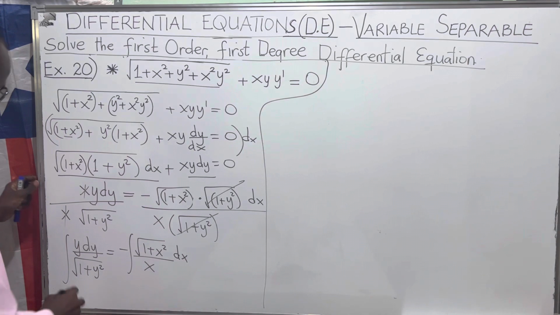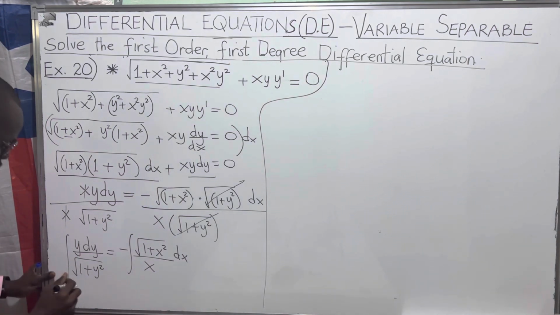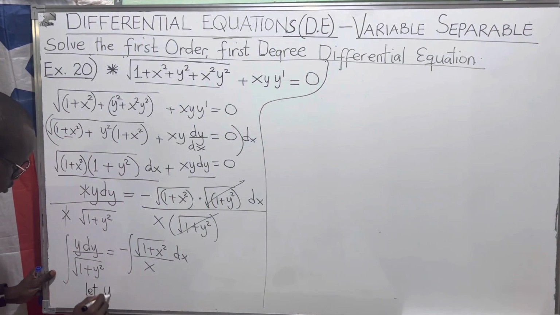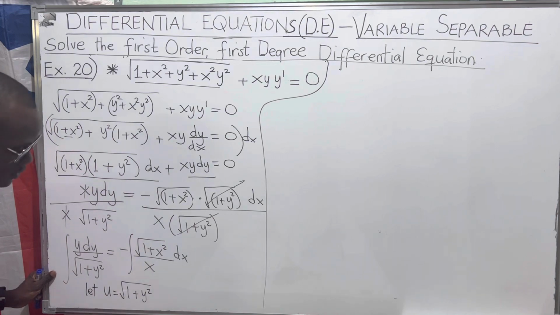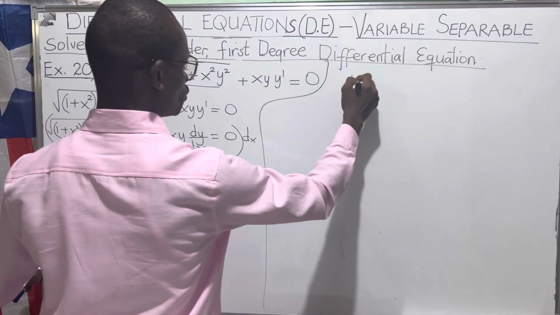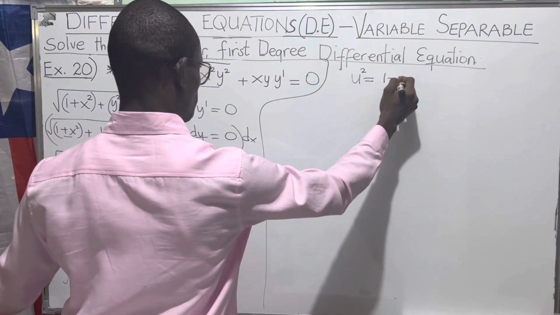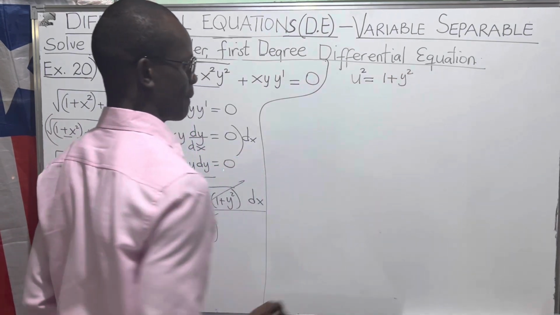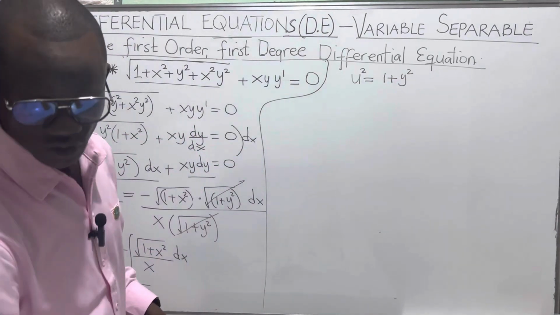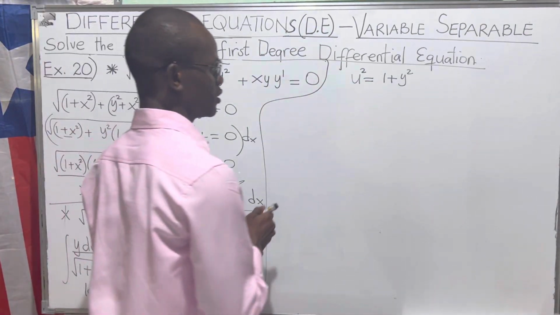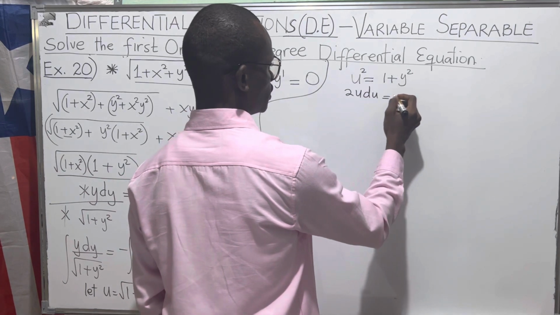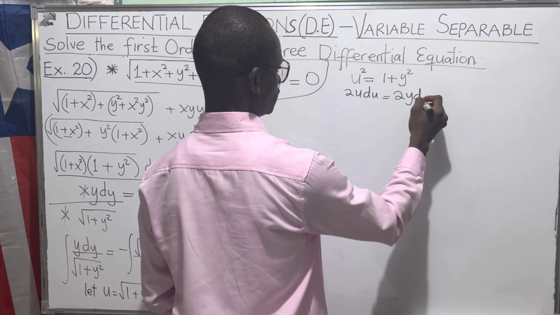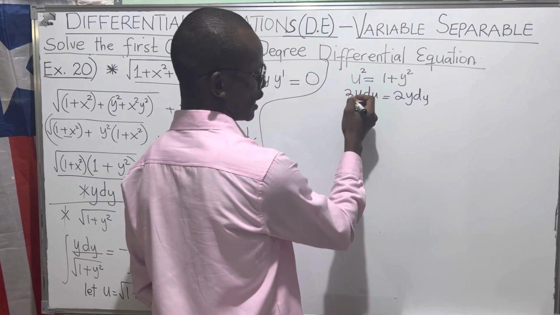By integrating both sides, for this one, we can apply u substitution. We can say let u equal the entire denominator, the square root of 1 plus y squared. Now if we square both sides, we get u squared equals 1 plus y squared. After squaring both sides, we differentiate both sides, and we have 2u du equals 2y dy. So we divide both sides by 2.